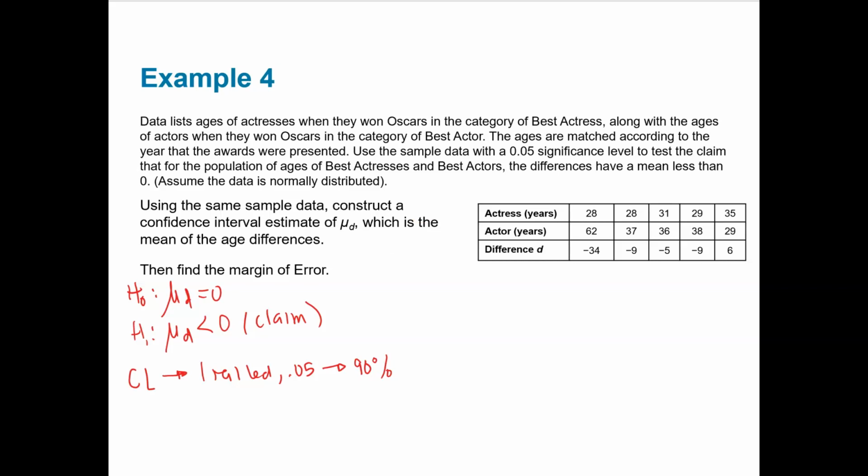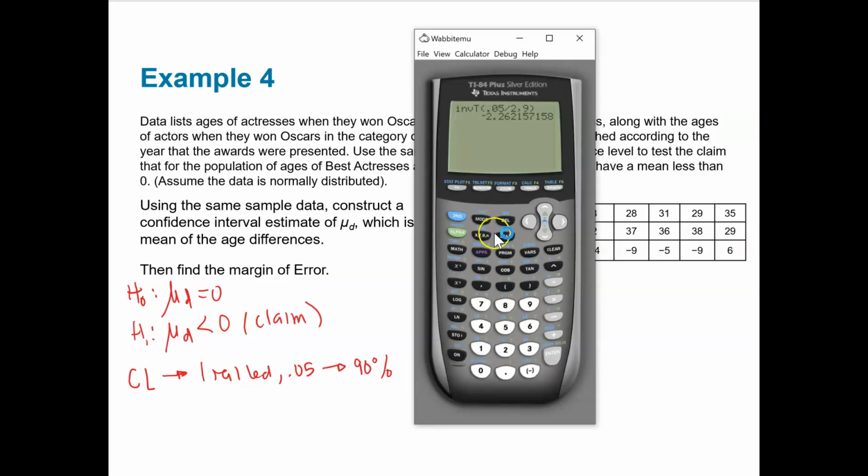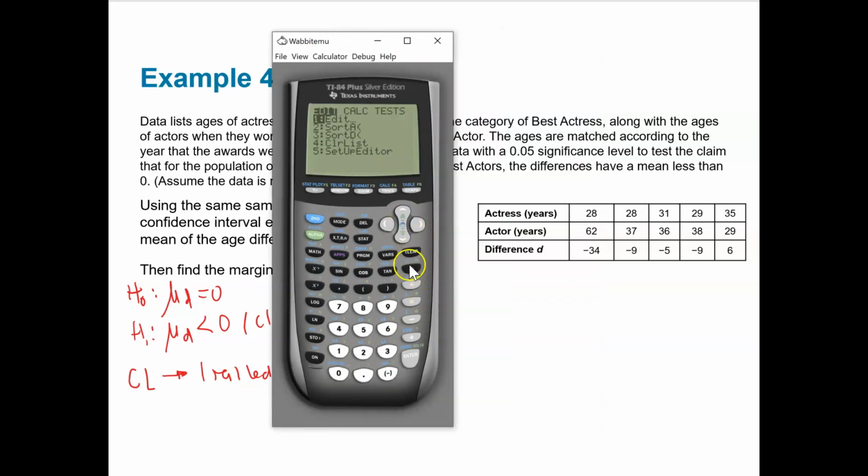So let's go in, and I have to re-enter all this data back into my L1 and L2 and clear these out. So press play when you have L1 and L2 in. So now I could just enter the differences, but usually we don't get them, so I'm just going to practice that. So that would be L1 minus L2 I'm storing into L3. Now I'm going to go into stats, test, and I'm going to do T interval. Oops, stats, test, T interval.